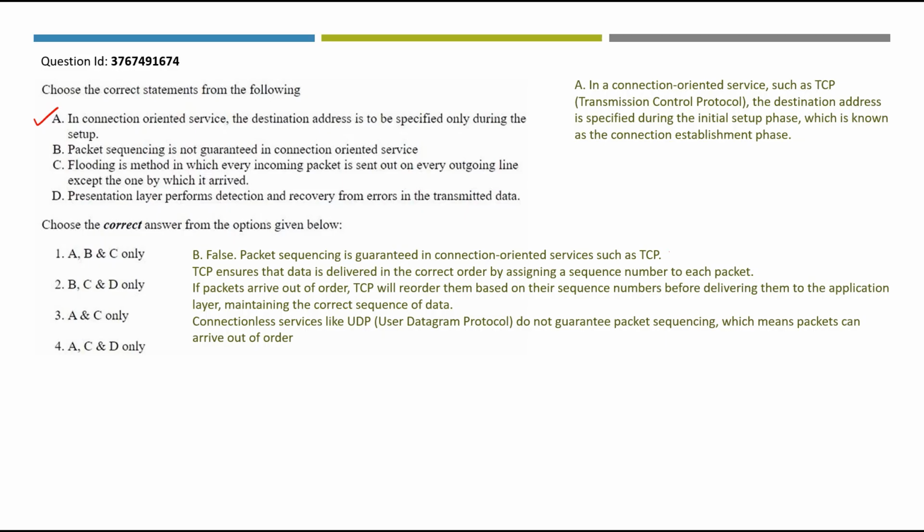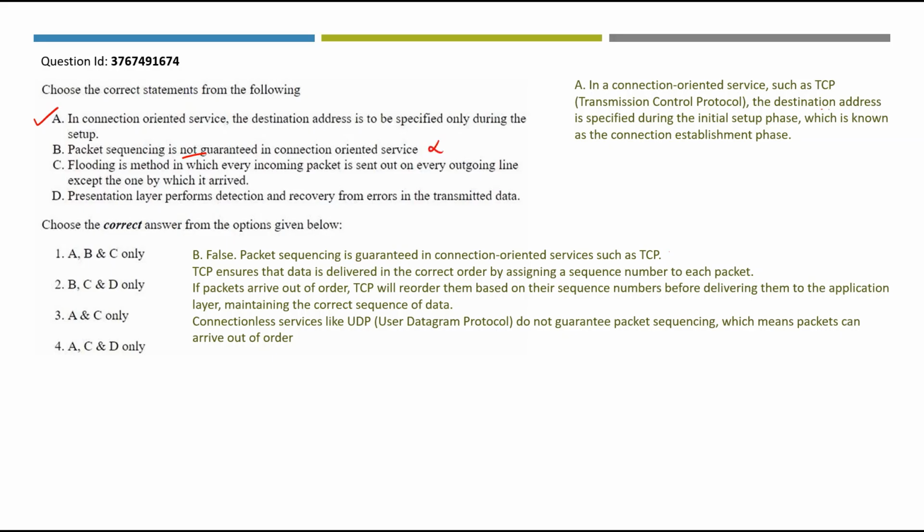Connectionless services like UDP, User Datagram Protocol, do not guarantee packet sequencing, which means packets can arrive out of order. It is because along with each packet, UDP will carry the destination address. But here, destination address is given only in the initial setup stage. Based on this sequence number only, it has to travel to the destination is what they say. So, it is not guaranteed is a wrong point here.